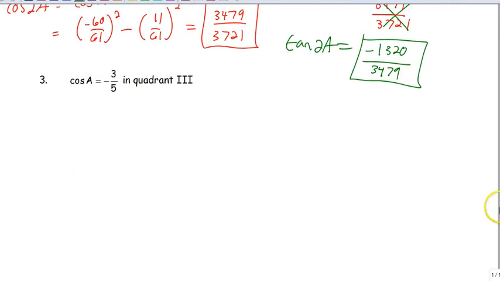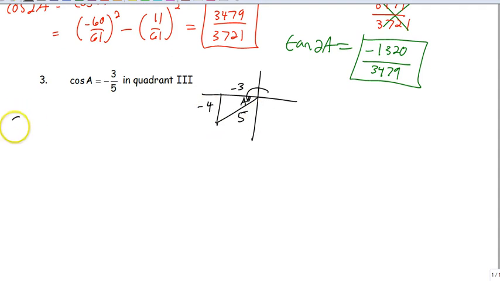Alright, let's do one more with this. Cosine of A, it's not alpha, is negative 3 over 5 in quadrant 3. I draw my triangle. Here it is. So this is A, but the reference we'll put there. Hopefully you guys know your triples. It's a 3, 4, 5 triangle. You could do Pythagorean theorem, but you don't need to if you know it. This, though, is negative because it's in quadrant 3.